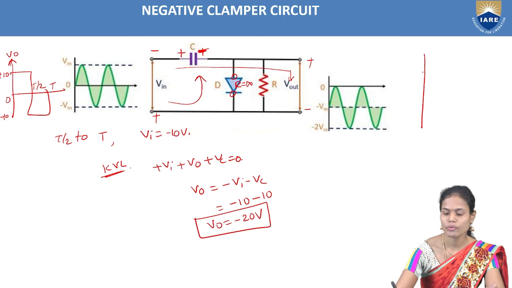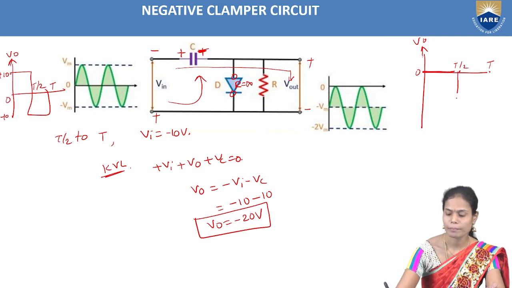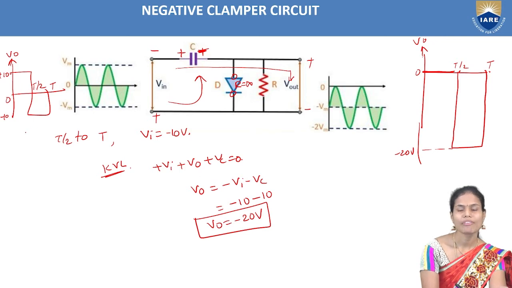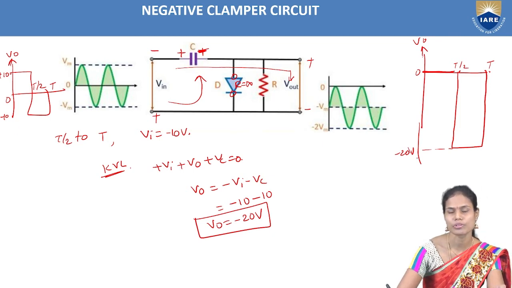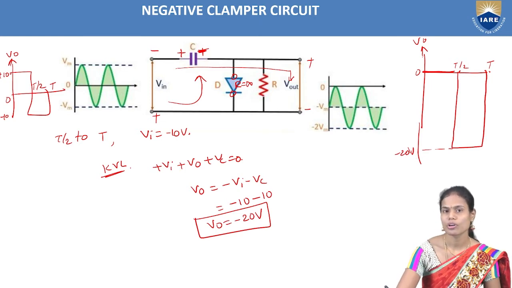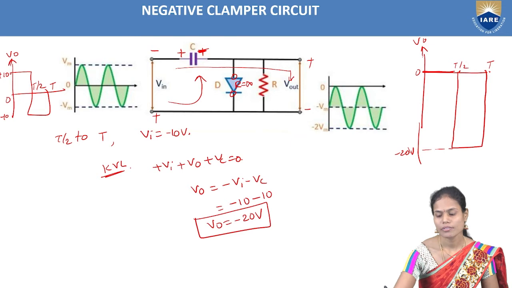So if we draw the overall output voltage waveform, from 0 to T by 2 and T by 2 to T, from 0 to T by 2, we got 0 volts. And from T by 2 to T, minus 20 volts. So here, if we see the total value of voltage in the input voltage, this value is 20 volts. And here also, the total voltage is 20 volts. So the amplitude of the signal should not change while clamping. See here, we can observe the amplitude of the signal is not changed.